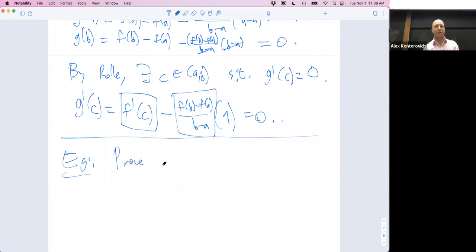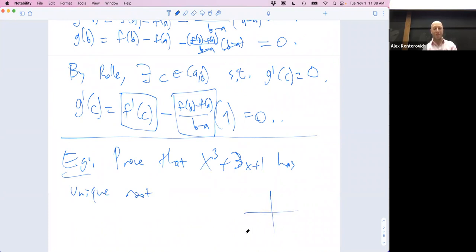Prove that x cubed plus 3x plus 1 has a unique root. So it's a cubic. So I know it's going to start at negative infinity. I know it's going to end at positive infinity. It's got to go through 0 because it's continuous. But does it go through 0 once or more than once? Maybe it has more roots than just one root. It could have 3 roots, I guess. Right? How many roots?